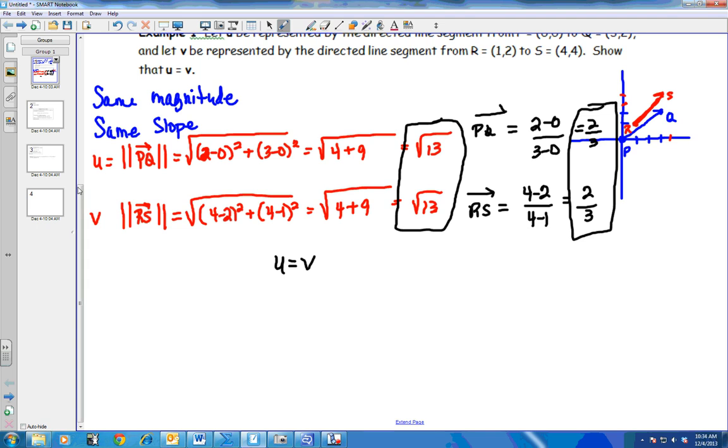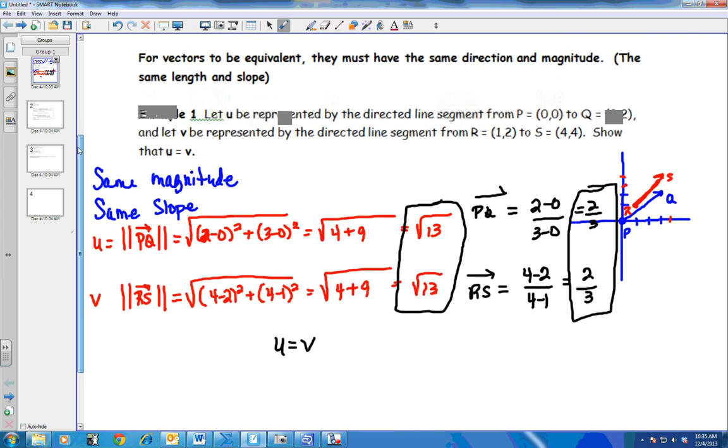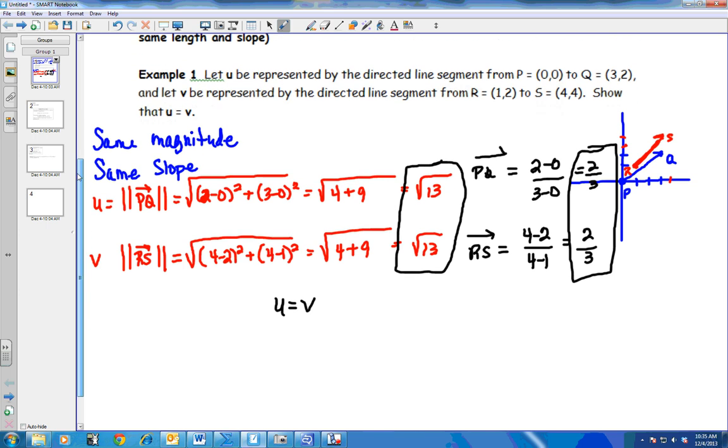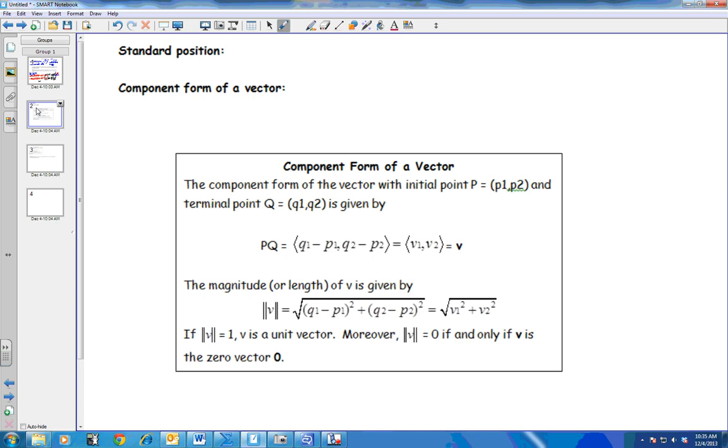Okay, so anytime you have to show that two vectors are equivalent or equal, that means they have to have the same magnitude, same slope. All right. So now let's talk about standard position. The directed line segment whose initial point is the origin, or point (0, 0), is often the most convenient way to write equivalent directed line segments, okay? And this is called a vector in standard position. So standard position is when the initial point is at the origin.